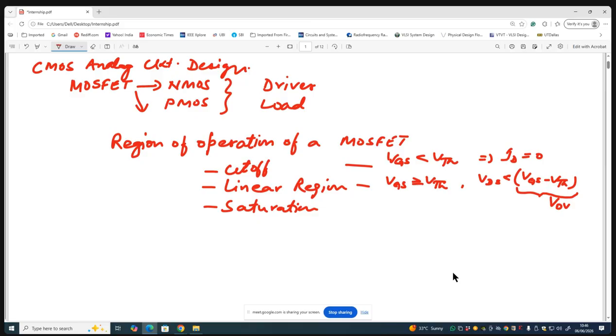And similarly, the saturation region is characterized by, of course the transistor shall be on, so VGS shall be greater or equal to VTH, and here VDS shall be greater or equal to VGS minus VTH. So VDS shall be greater than the overdrive voltage.